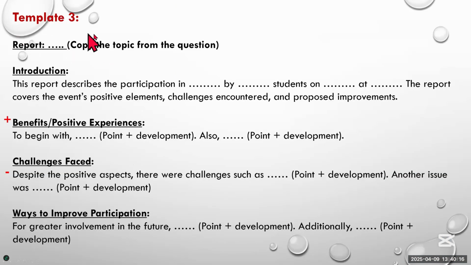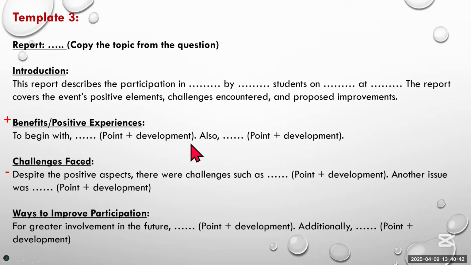Moving on to template 3, again, report and the topic. Introduction. This report describes the participation in the event by whom, on what date, and at the place. The report covers the event's positive elements, challenges encountered, and proposed improvements. So you can either put benefits or positive experiences.